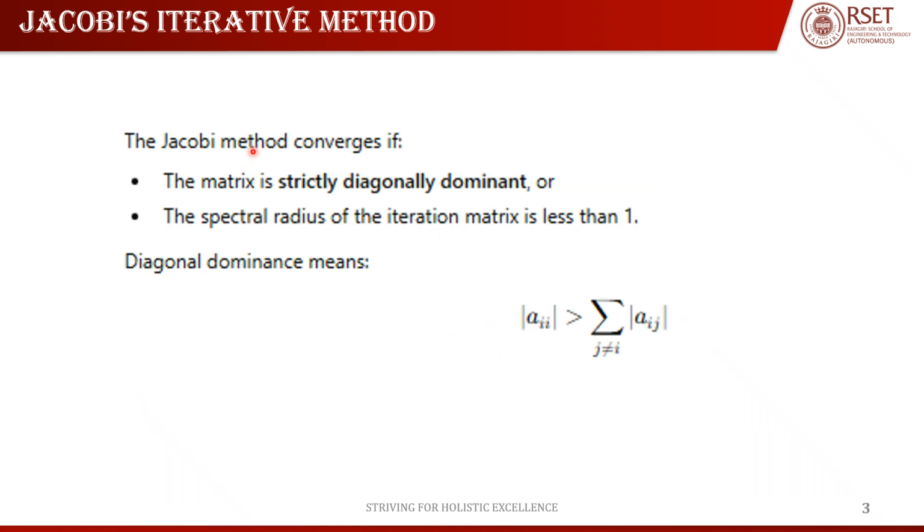And we have a condition: Jacobi's method will converge, or will get a solution, only if the matrix is strictly diagonally dominant. So what do we mean by diagonally dominant? If you are given the first equation, then the modulus of the first coefficient should be greater than the sum of the other coefficients. For the second equation, the second coefficient should be greater. We'll see it in the problem and it will be clear to you.